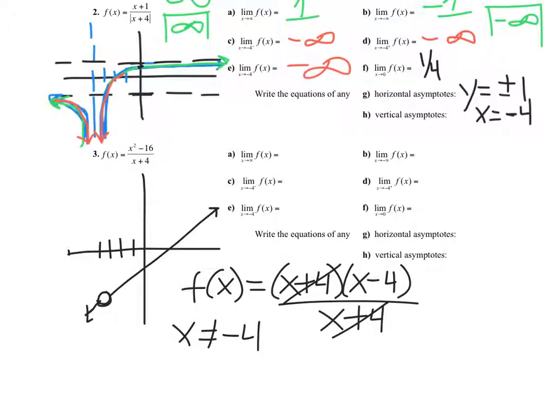Okay, now let's do all the limits and stuff. Here we go. The limit as x goes to infinity. So as I go out this way, what are my y's going to? Infinity. As x gets bigger and bigger and bigger, so does y. As x gets smaller and smaller and smaller, going this way, what happens to y?